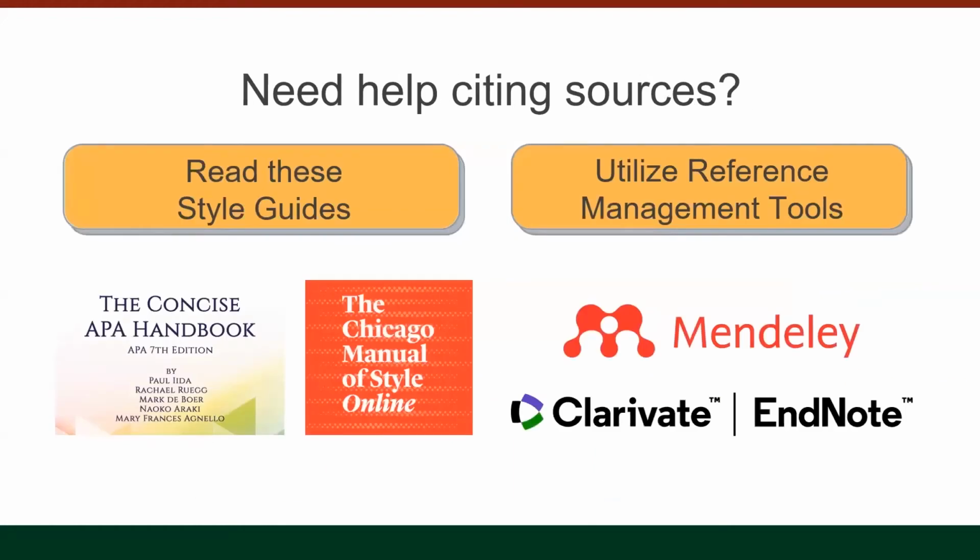If you need information or assistance in citing sources for your academic requirements, style guides are an excellent way to go about it. You may utilize the Concise APA Handbook 7th edition and the latest edition of the Chicago Manual of Style, as they are currently part of our online subscriptions through Open Athens. Additionally, you may want to use reference management tools in organizing your resources efficiently. We recommend using Mendeley or EndNote, as we have subscriptions to both.